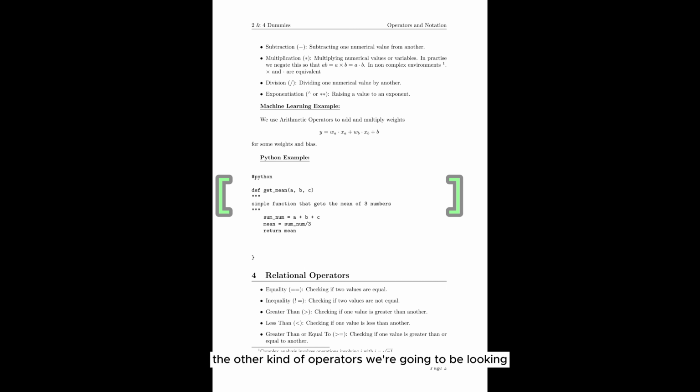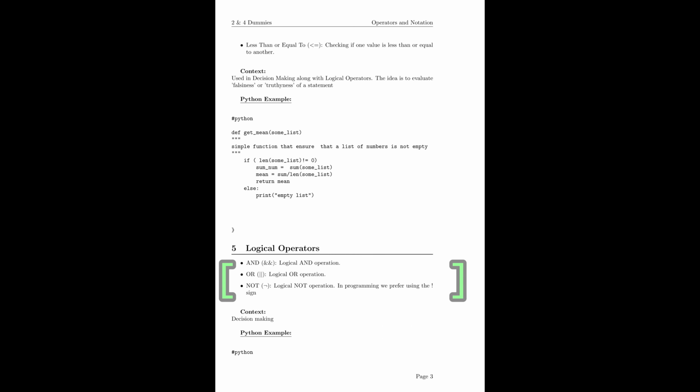The other kind of operators we're going to be looking at today is the relational operators. So we have an equality, a greater than, less than, and then a combination of the greater than and the less than, which is greater than or equal to, and the less than or equal to. So these kinds of operators are used in decision making, along with some other kind of operators called logical operators. The idea is to evaluate a statement to true or false.